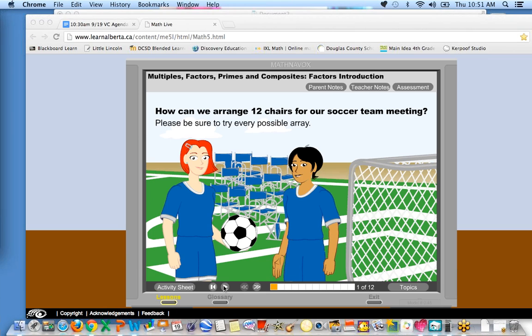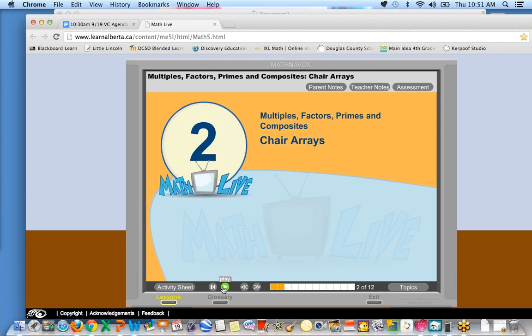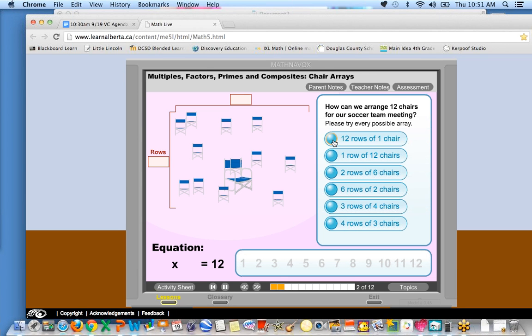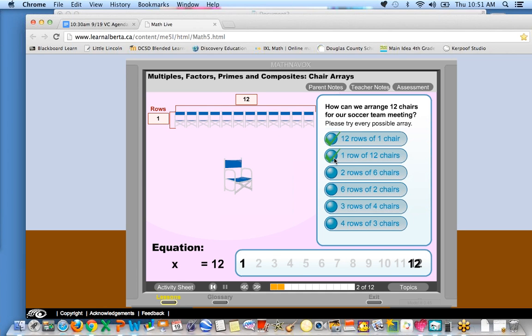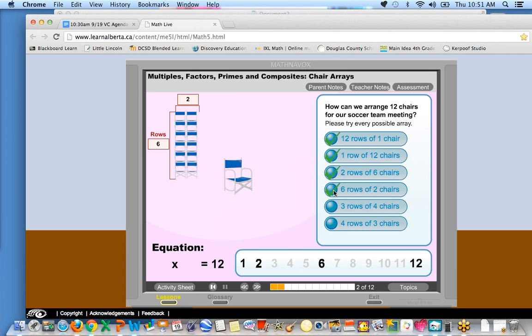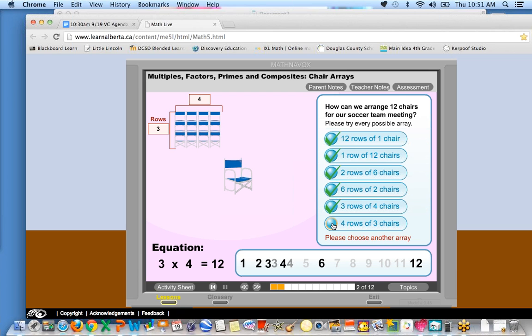Okay, so we are going to check out all these different chairs. How can we arrange 12 chairs for a soccer team meeting? Please try every possible array. Here's one option, 12 times 1. Here's another option, 1 times 12. Here's another option, 2 times 6, or obviously 6 times 2. These are all the factors. These are called factors of 12. 3 times 4, or 4 times 3.